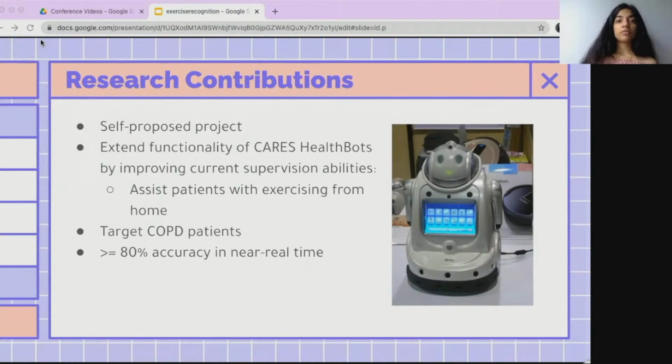When we approached supervisors with our project, Dr. Hossein Khan was keen to take us on board, and hence our project scope changed to extending the functionality of the UOA health box. By improving their current supervision abilities, we'd be able to support patients with COPD. The important supervision component involves exercise recognition. We want to analyze the possible solutions and recommend one that at least reaches 80% accuracy in near real time.